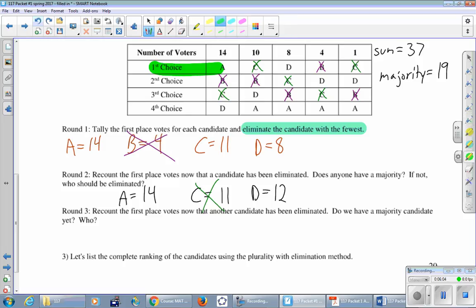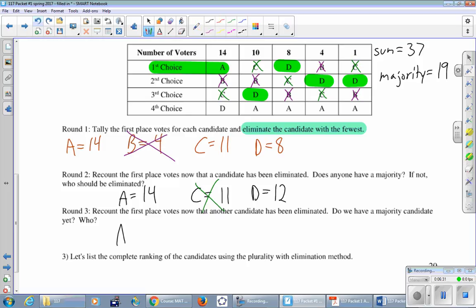So first place used to be in only the first row, but now in the column with the 10 voters, they thought C was the best, but C is out. They thought B was second best, but B had already been eliminated. So these 10 voters, again, they still have a say. Their next best choice of all the candidates who are still eligible is D. So D just got some more first place votes. First place up there, first place there, first place there.